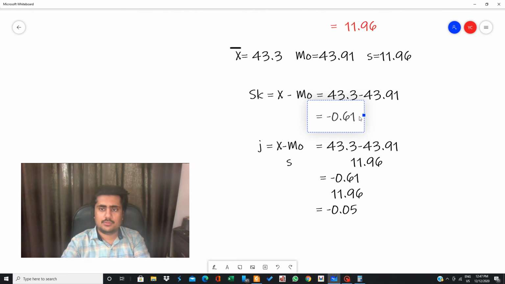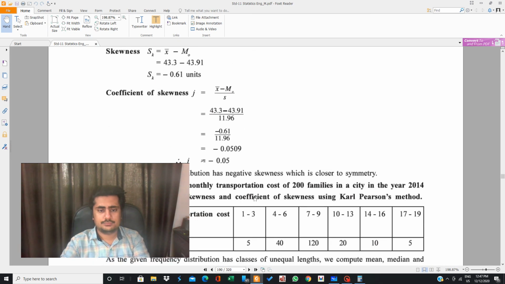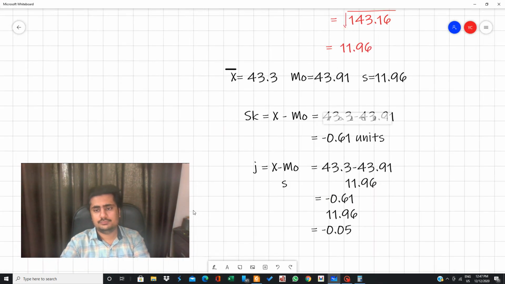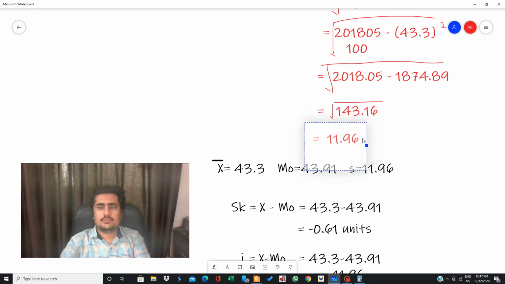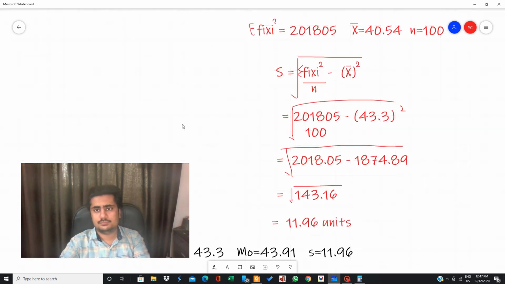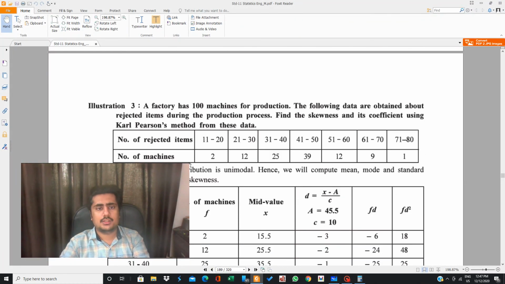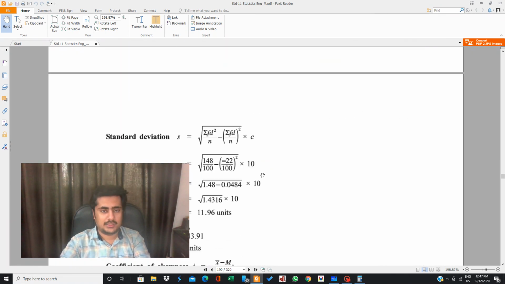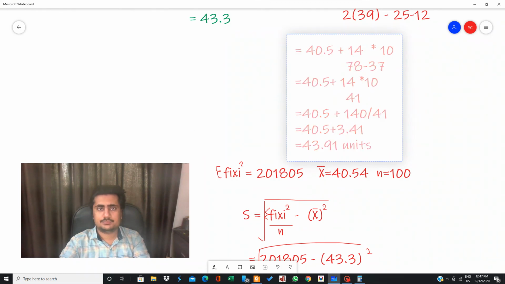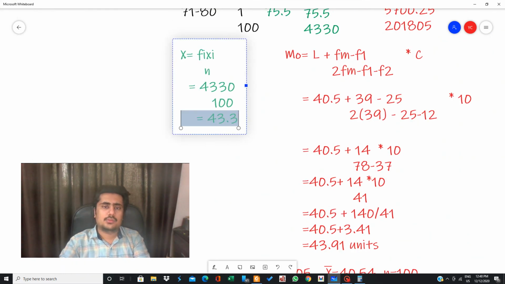Everything must be in units. Mode should also be in units. So why are you writing everything in units? You can see the question. It is the number of rejected items, that is 11 units, 20 units. So for all of them you can write items also. Here also, same.